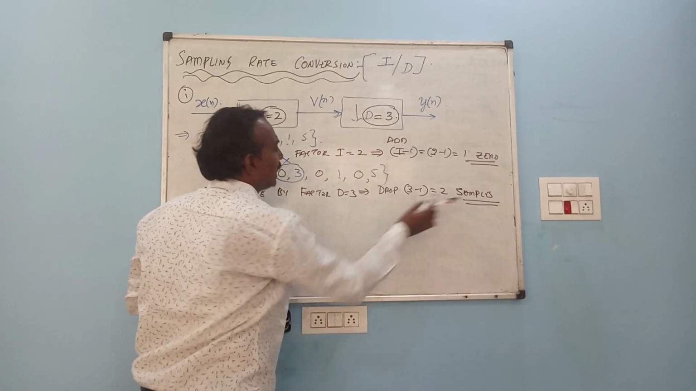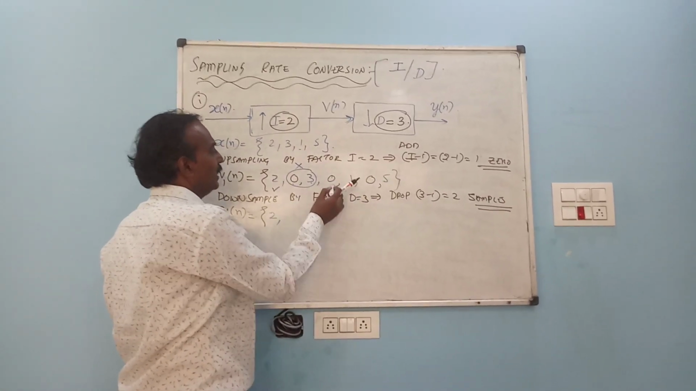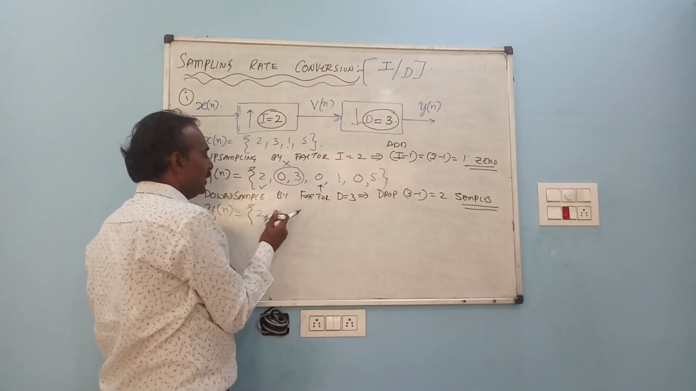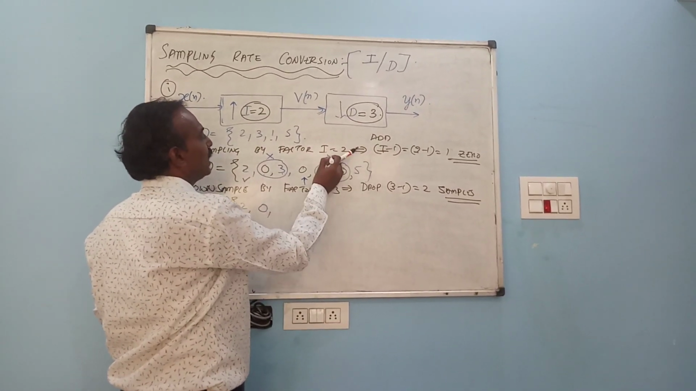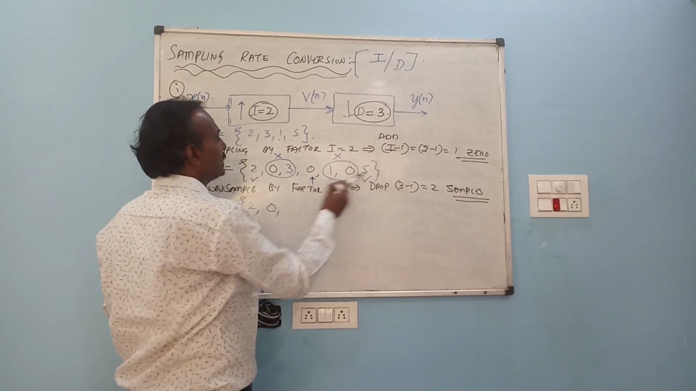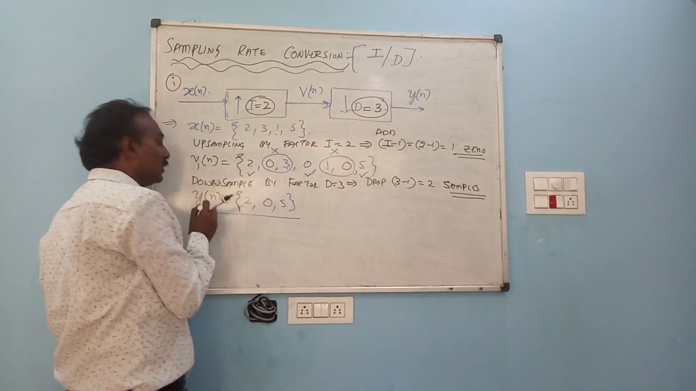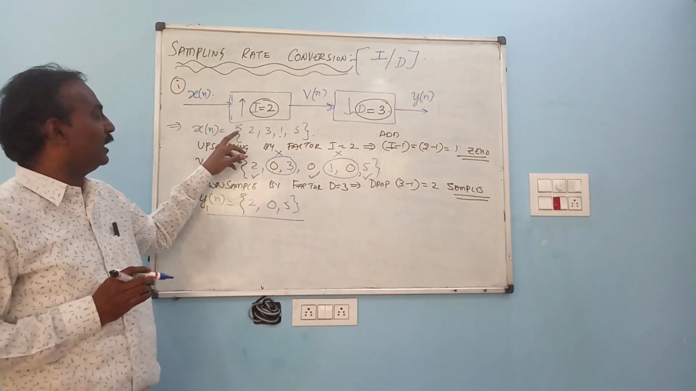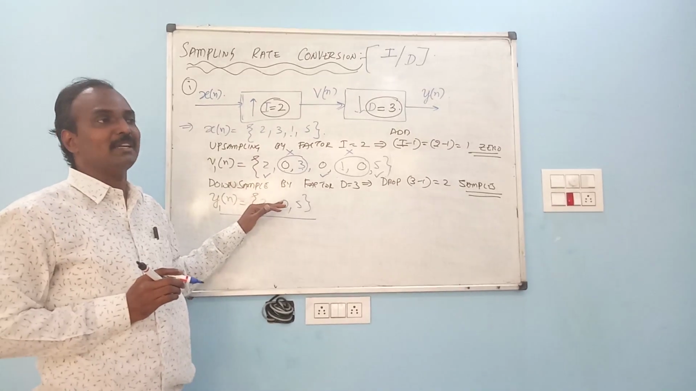How many samples do I have to drop based on D? D is 3, so 3 minus 1, 2 samples I am dropping. Now let's take the next value, that is 0, I am taking. Next I drop the next 2 samples. Now let me take the next sample, that is 5. So this is the output observed by first interpolating by factor 2 and downsampling by factor 3.